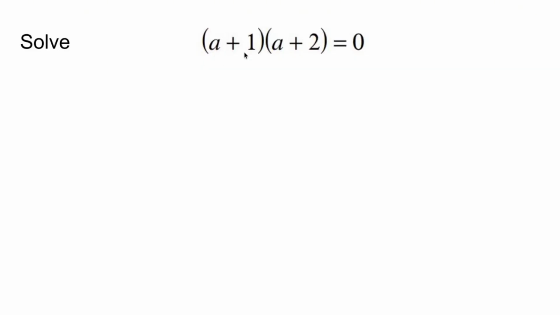Solve (a plus 1) times (a plus 2) equals 0. This is going to use a little guy called the zero product property. The zero product property says if you have something times something equals 0, then you set each something equal to 0, each of them. So what we do is we set each parentheses equal to 0 and solve.